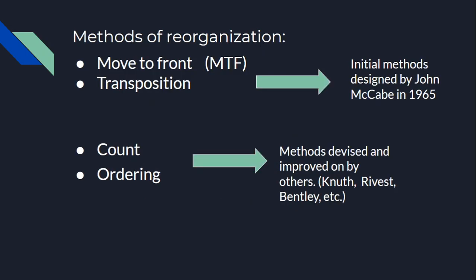There are four methods of implementing a self-organizing list. The first two, move to front and transposition method, were the original two designed by John McCabe in 1965 with the original algorithm for a self-organizing list. The other two, count and ordering method, were devised by future computer scientists in an effort to improve on the existing algorithm.